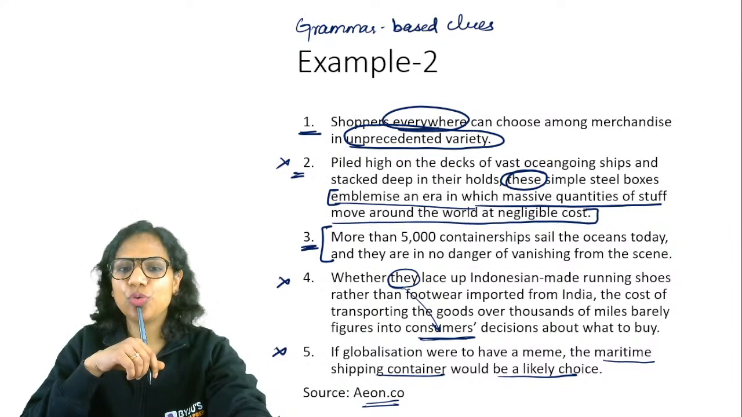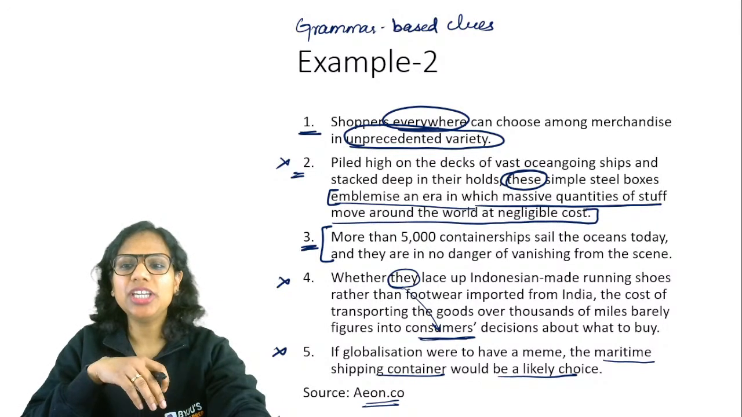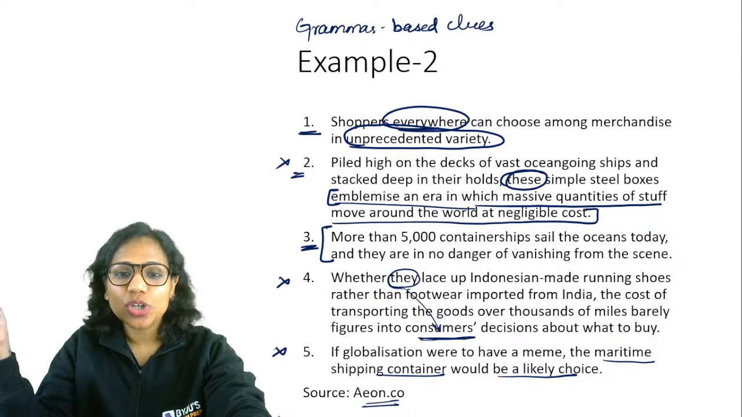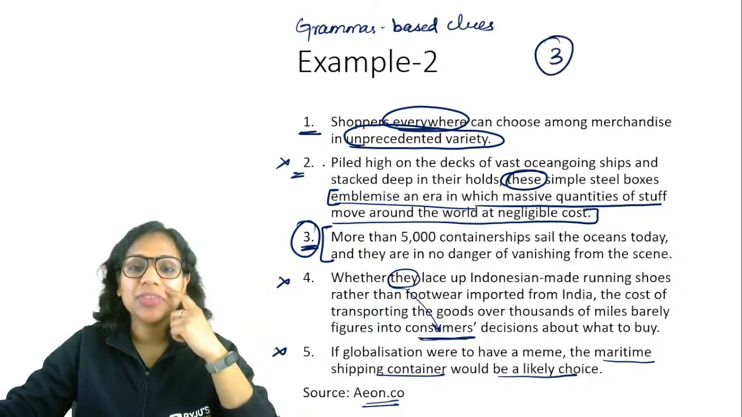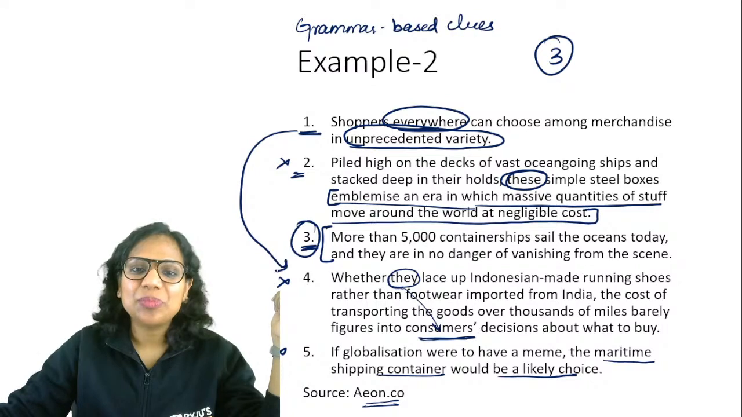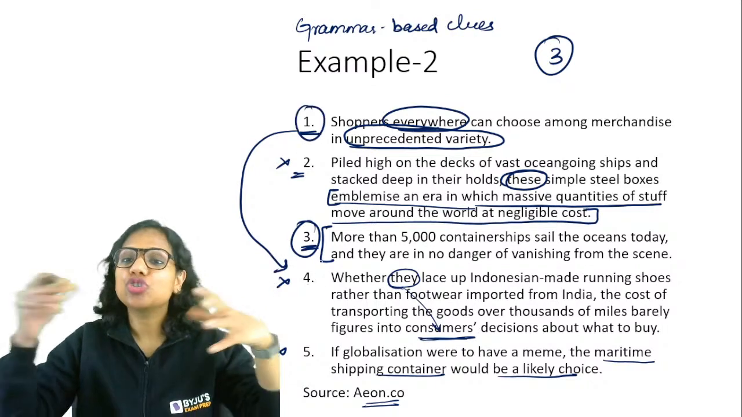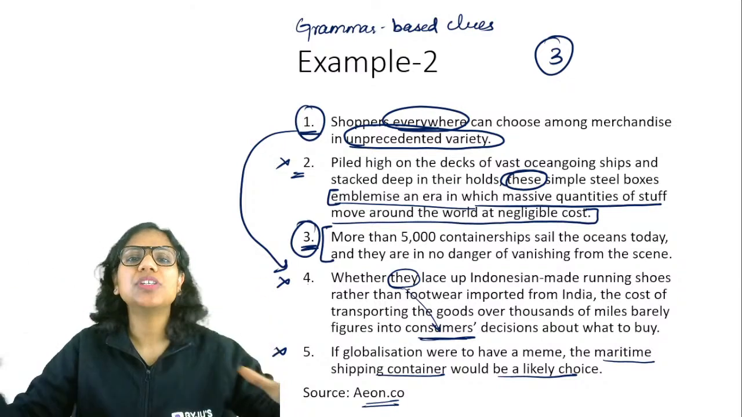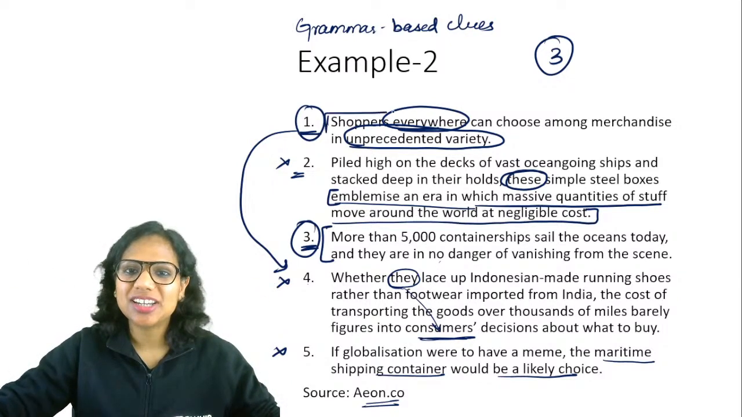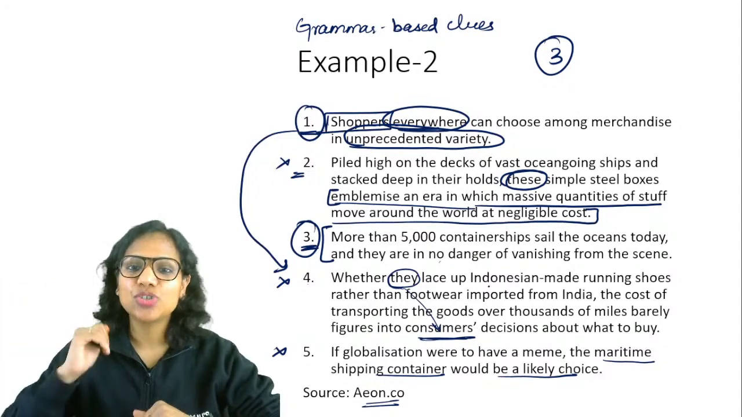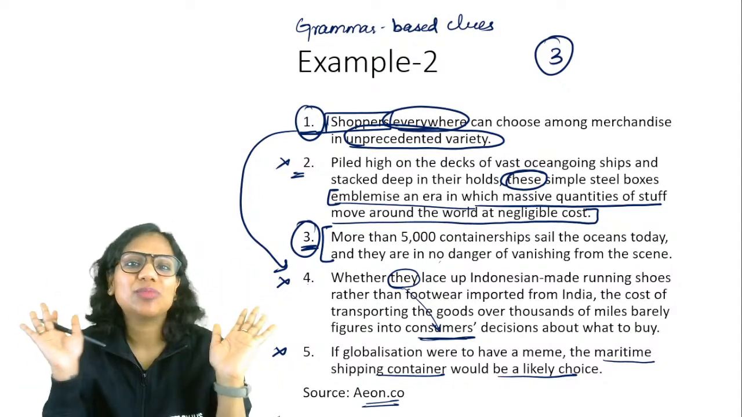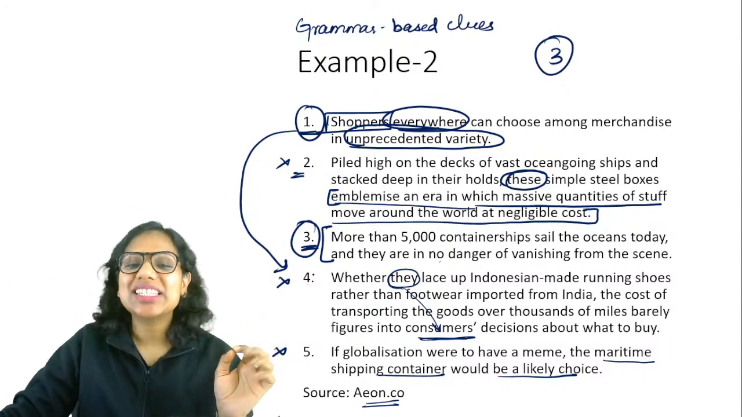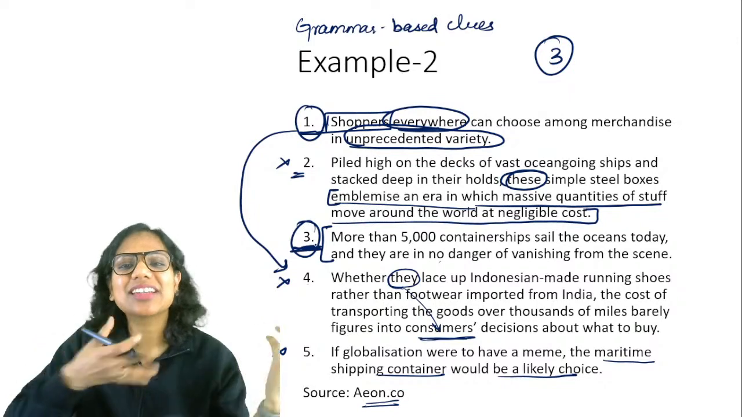Is 3 more unrelated or 4 more unrelated with 1? It is actually 4. Okay, so Brijesh, sorry. It's 3. Okay, it's 3 that is more unrelated. So 3 is the odd sentence out here because 4 is actually an example of 1. 4 is giving an example of 1. Shoppers everywhere can choose among goods in unprecedented variety. Whether they lace up, so they here are shoppers, whether they lace up Indonesian made running shoes rather than footwear imported from India. So I am talking to you about how they can choose goods from everywhere in unprecedented variety. Okay, so it is 3, which is just talking about how many containers are sailing across the ocean.